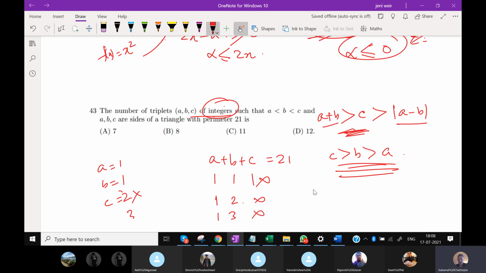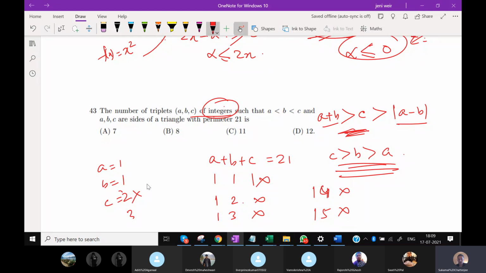Now if I do 1 and 4, which is 5, once again C cannot take any value, right? Because C has to be strictly less than the sum of the other two sides. Then 1 and 5, 6, once again C cannot take any value. So that means if A is 1, regardless of whatever value I take for B, C cannot take any value.